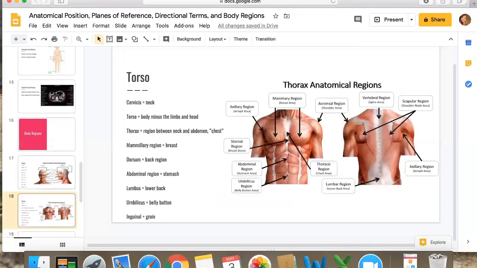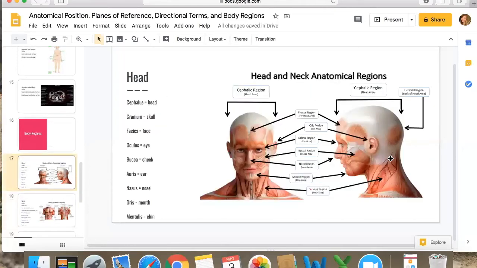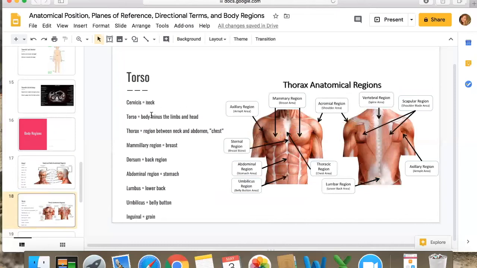Sometimes you need it. Moving on to the torso. So you have the cervices or the cervical region, which is the neck. I'll pop back up here really quick. The neck right there. The torso, which is the body minus the limbs and the head. So basically it's everything except for your arms, legs, and head. Then you have the thorax, which is, in layman's terms, the chest, which is the region between the neck and the abdomen. And then you have the mammillary region, which is like the breast region or the pectoral region, if you can think of it like that.